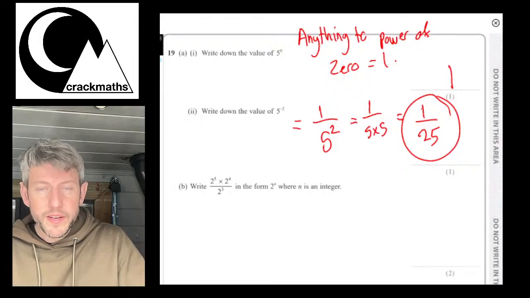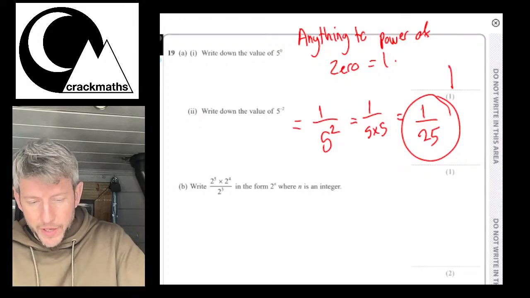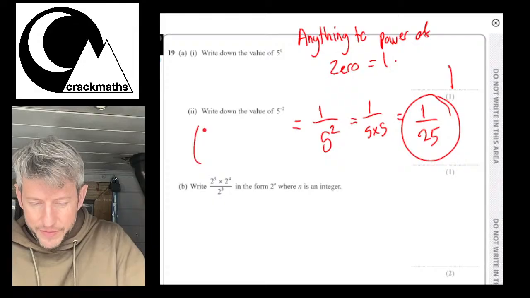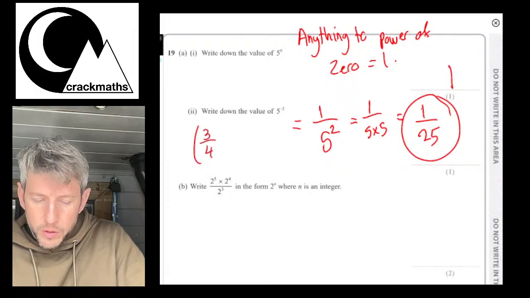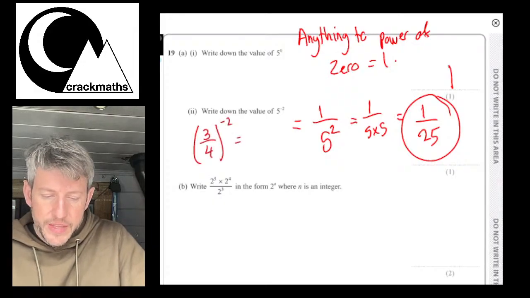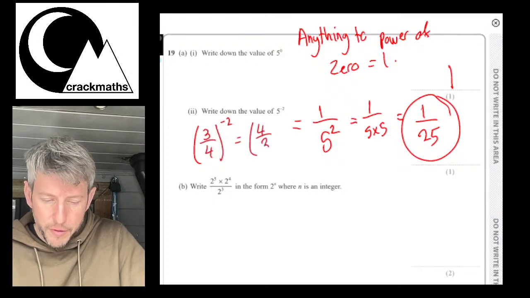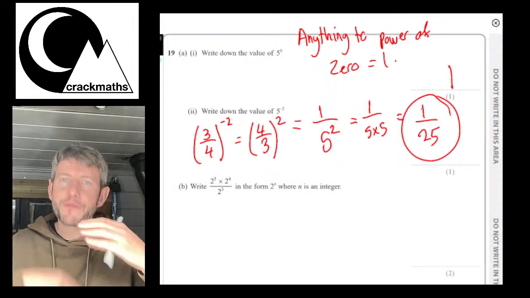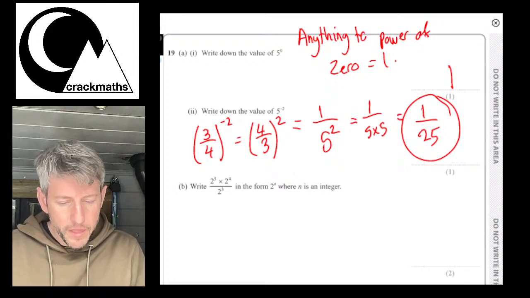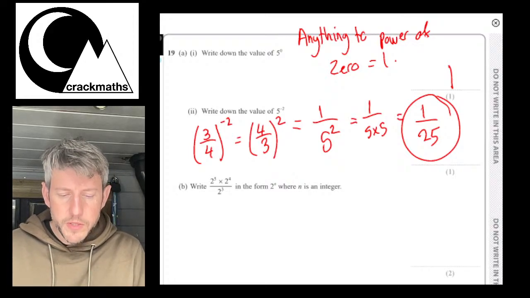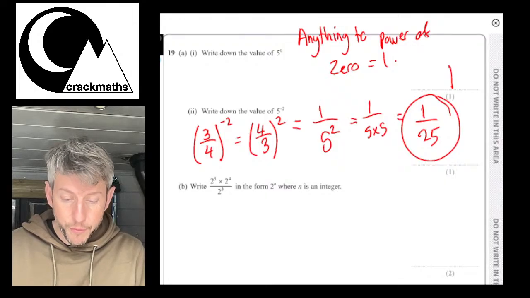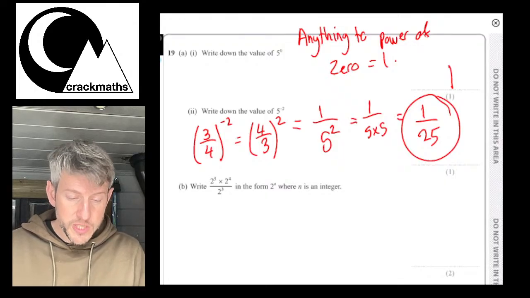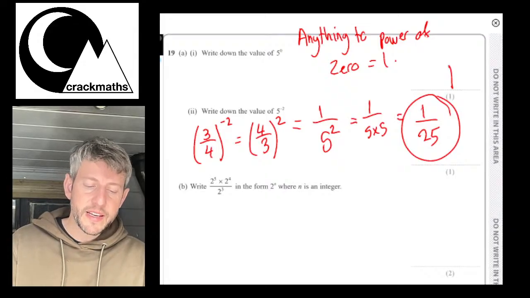By the way, if it was a negative power and there was already something over it, so say for example you had something like 3 over 4 to the power of negative 2, this would be the same as 4 over 3 to the power of 2. Okay, so the negative just flips it. Okay, right. Write 2 to the power of 5 times 2 to the power of 4 in the form 2 to the power of n, where n is an integer.